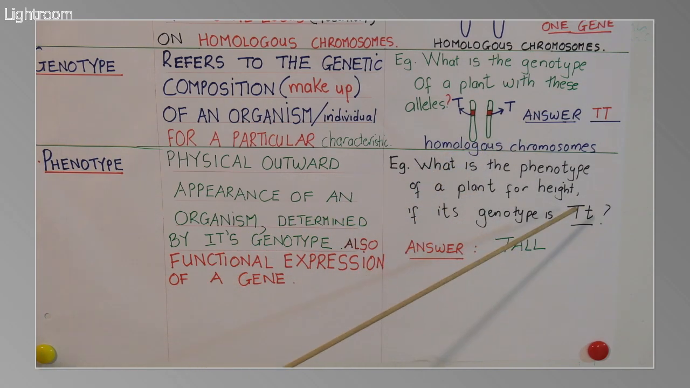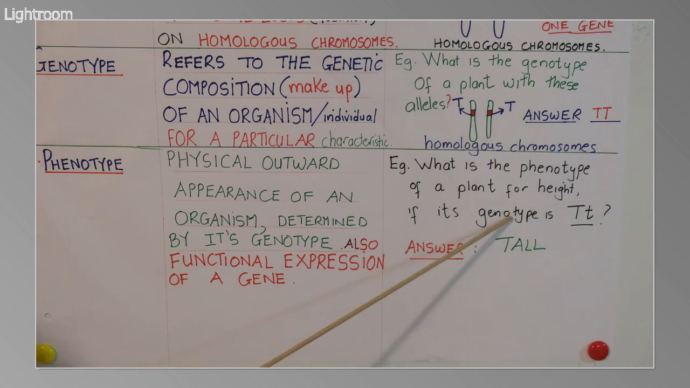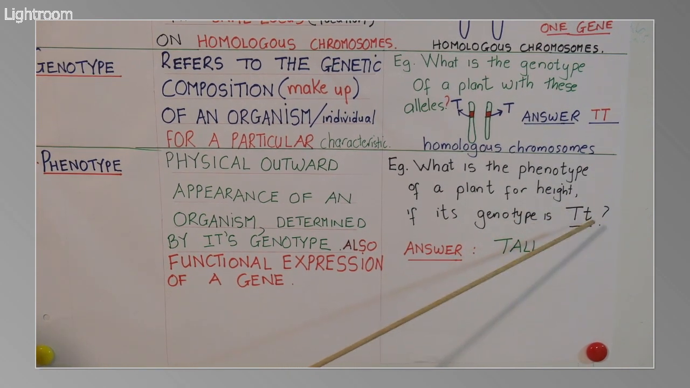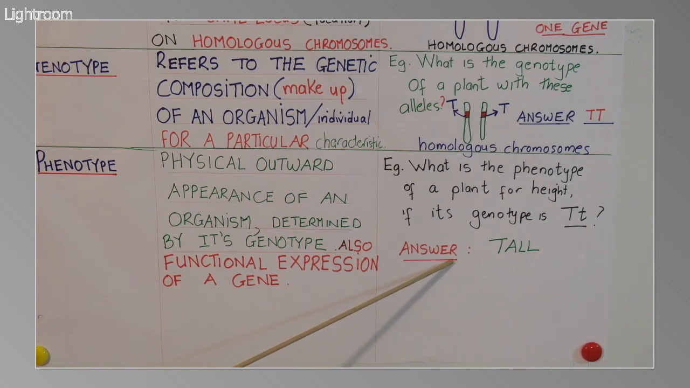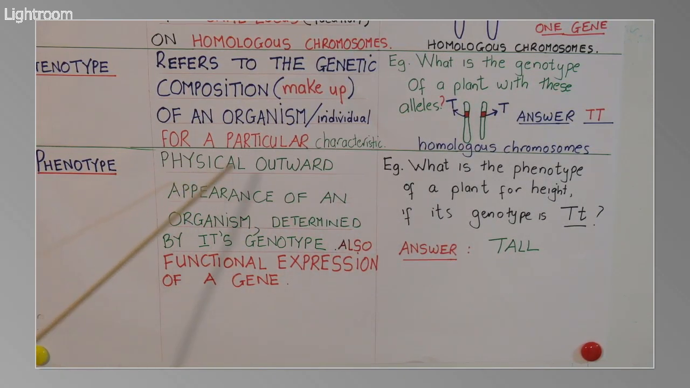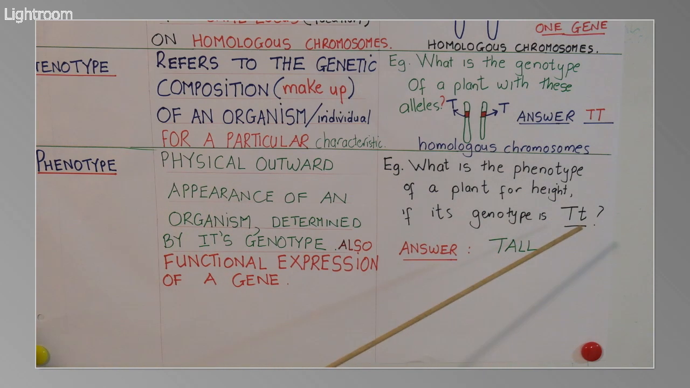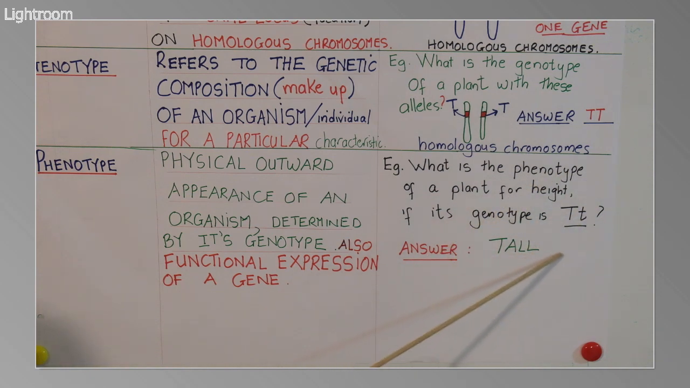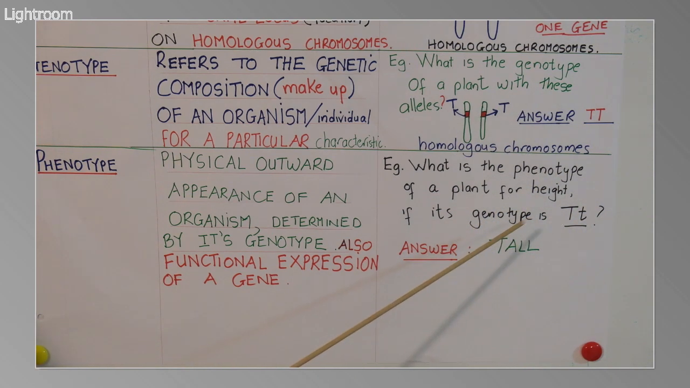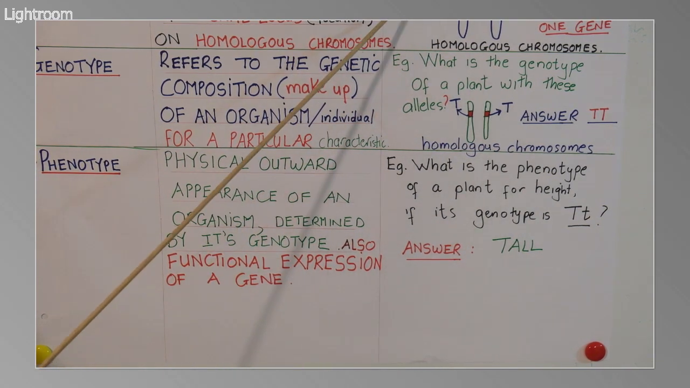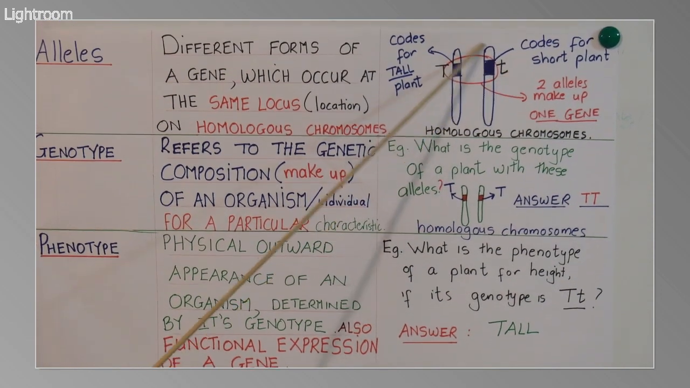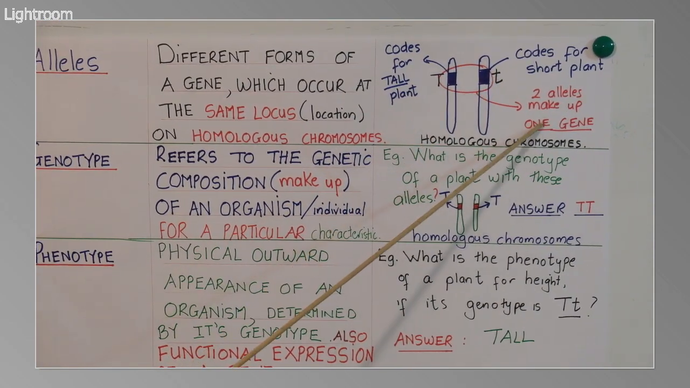Another example, if the genotype for a particular plant is capital T and small t, what would the plant look like? In other words, what is its physical outward appearance? And the answer is tall. I know you are wondering why tall. Now I'm going to discuss the dominant allele and the recessive allele, and that will explain why I've got a capital letter T and a small letter t for this set of alleles for this particular gene.